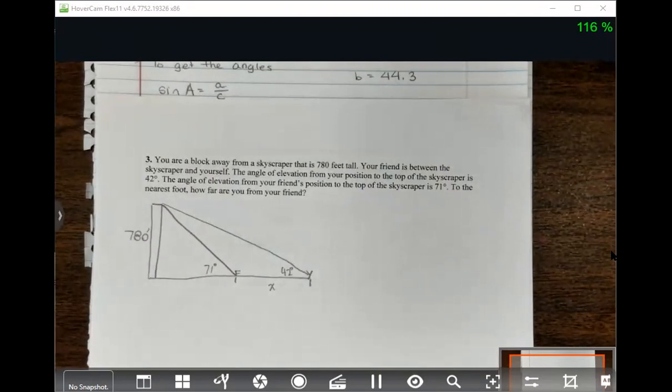So that X right there isn't even a side of a right triangle. It's a side of an obtuse triangle. I'm going to need to find a side of a right triangle. Which side do you think I should find first in order to work toward this?